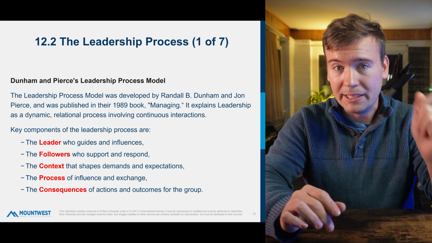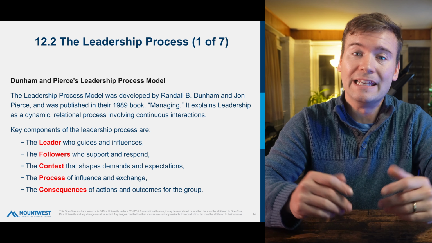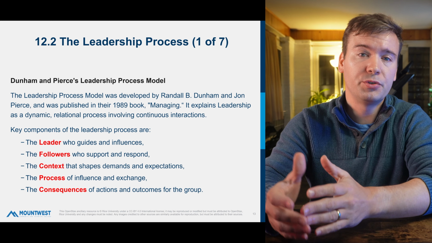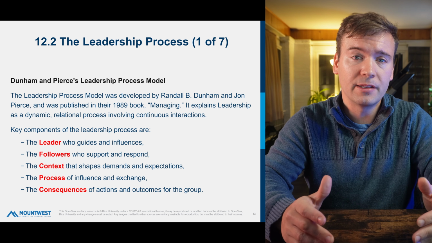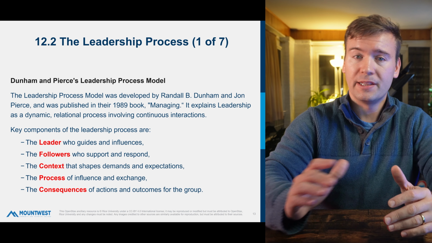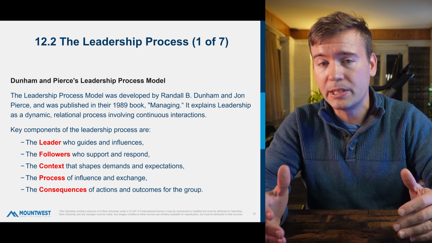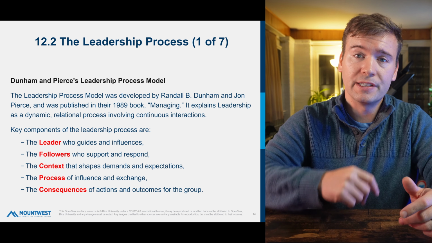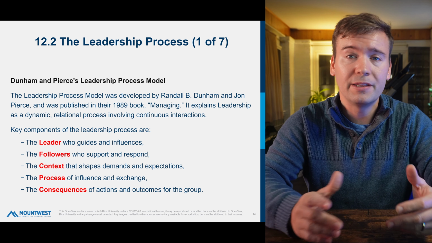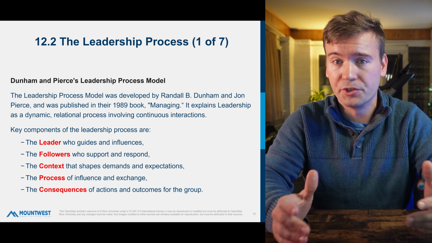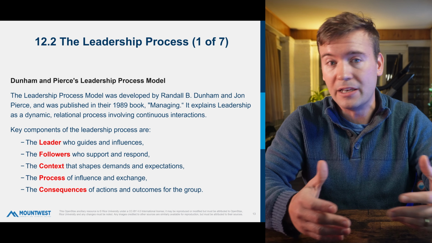These include the leader, the individual who guides and influences the group; the follower, the individuals who support and respond to the leader; the context, the specific situation and environment that shapes the leadership process. This could be things like the nature of the task, the organizational culture, the external environment. Then there's the process, which is the ongoing interaction and exchange between the leaders and the followers. And finally, the consequences. These are the outcomes of the leadership process, and they can be both positive and negative, both for individuals and for the group.